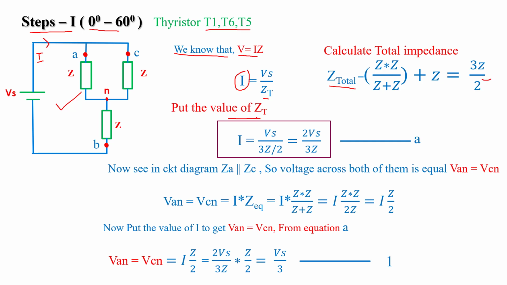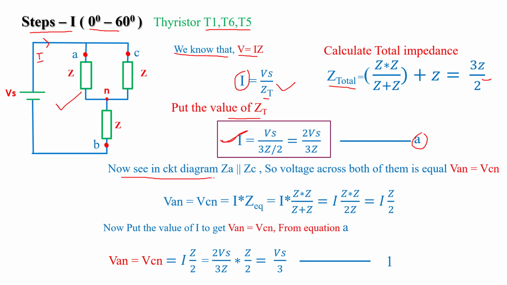Now put the value of total impedance into I. So I equals Vs divided by 3Z by 2. So we get 2Vs by 3Z. This is equation number 1, and this is the total current flowing across the circuit.